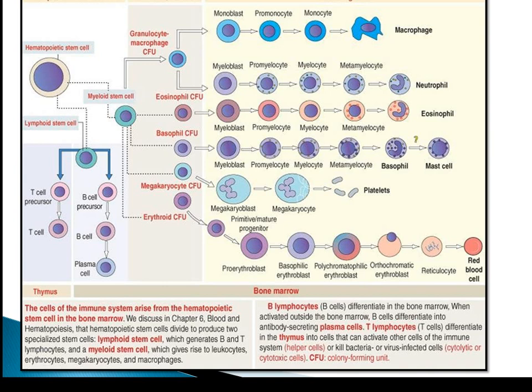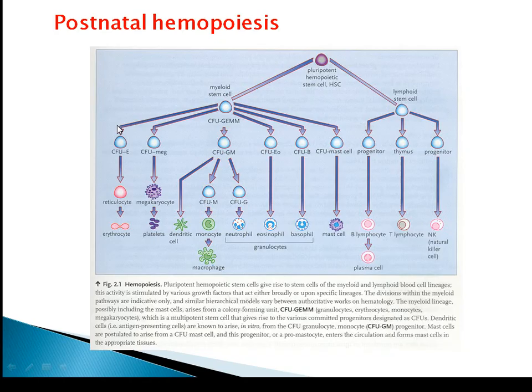Here we have to mention the colony forming unit that is a granulocyte, erythrocyte, monocyte, and megakaryocyte cells. This is the colony forming unit for those cells we can see here. That is the colony forming unit for the myeloid cell lineage. All of these blood cells, and also some of the connective tissue cells, develop from these myeloid stem cells, that is multipotential stem cells.